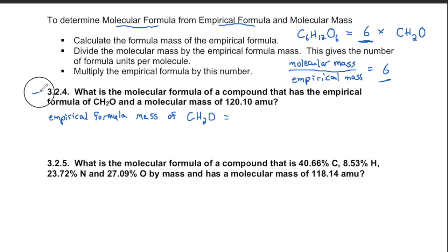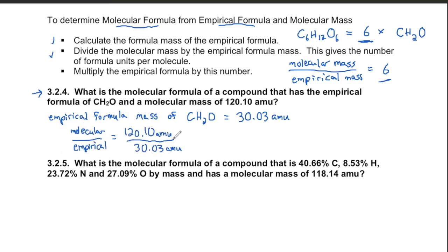For this first example, we have the molecular mass, and we need to divide it by the empirical mass. To get the empirical mass, we just add up the empirical formula: a carbon, 2 hydrogens, and an oxygen, and we get 30.03 AMU. The next step is to divide the molecular mass by the empirical mass. Here's our molecular mass. We're told it's 120.10 AMU.